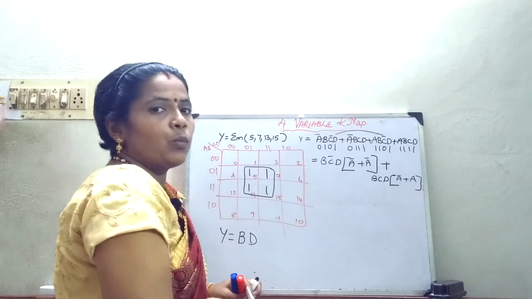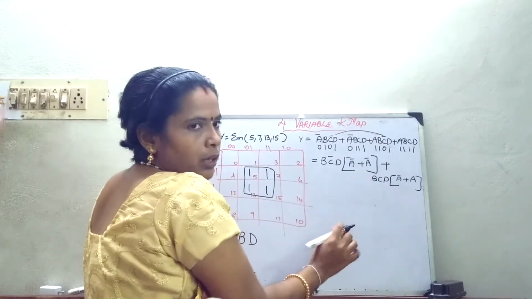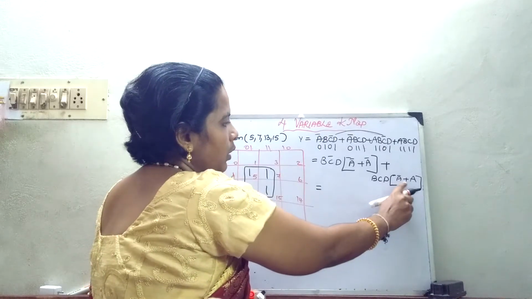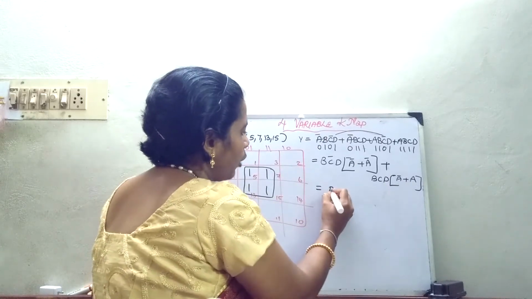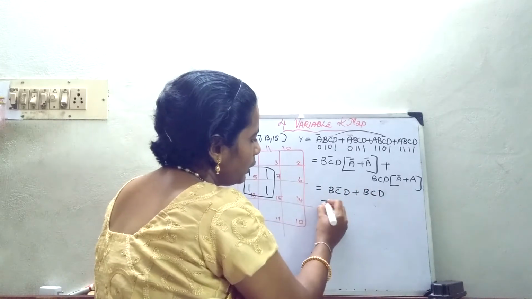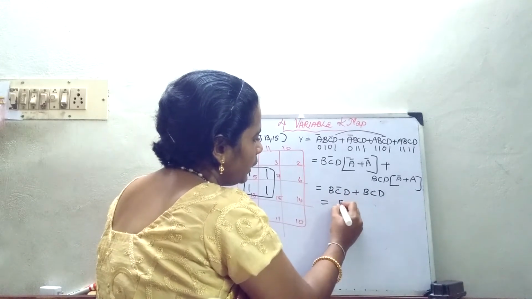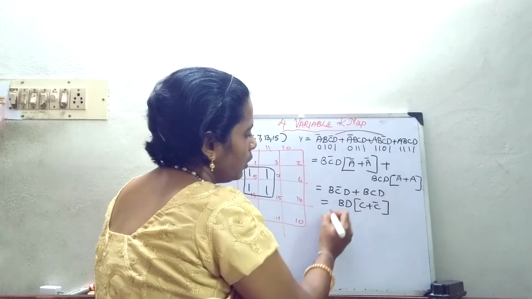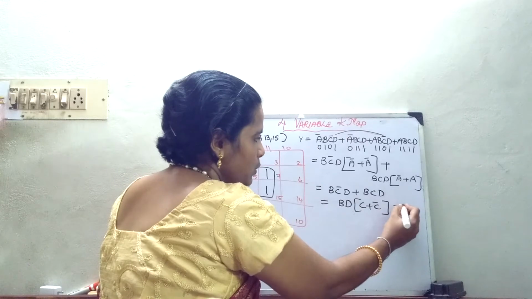If I use the Boolean expression like this, I will take the common terms. What is A plus A bar? It is 1. Here also A plus A bar is 1. So you have B C bar D plus BCD. Again, something can be taken out common. You can take BD as common. It is C plus C bar. C plus C bar is 1, so the answer is B into D.